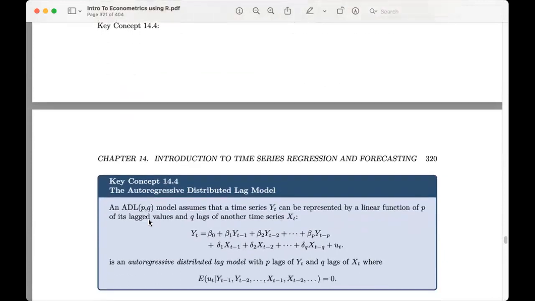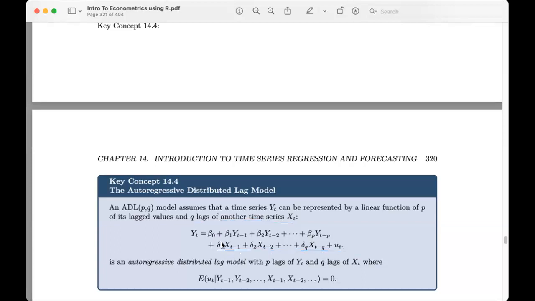So an ADL, autoregressive distributed lag model of order P, Q, where P is the order for the autoregressive part, while Q is the order for the other predictors. The model assumes that a time series Y_t can be represented by a linear function of P of its lags and Q lags of another time series, which in a sense makes more sense, and it tries to make the model richer by providing it with more information.